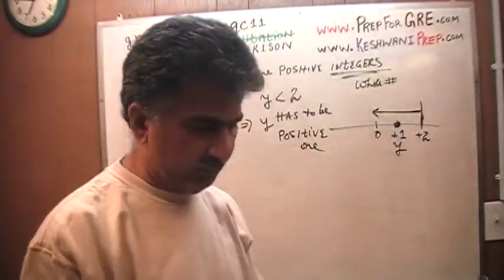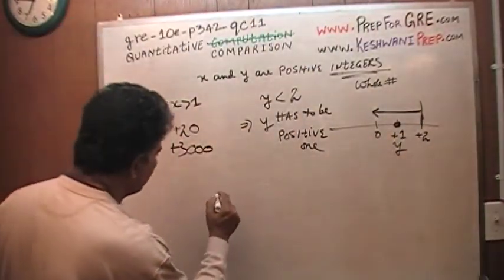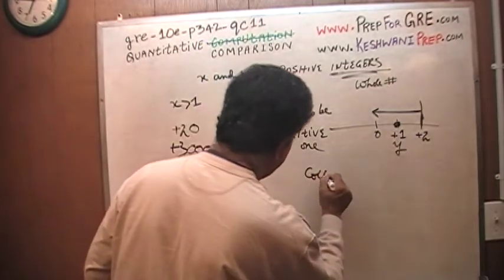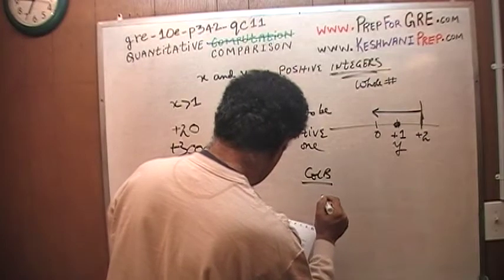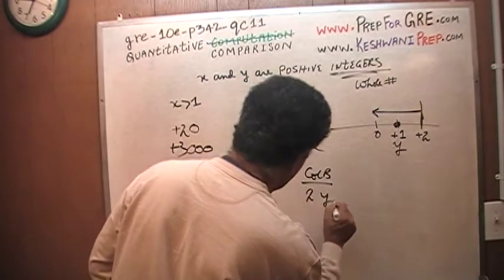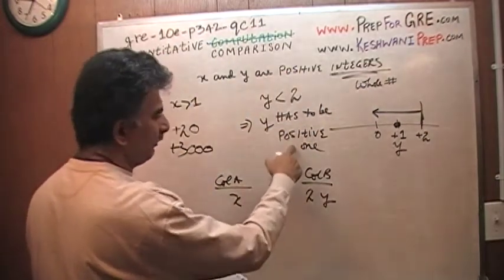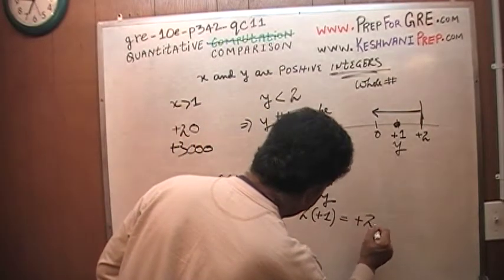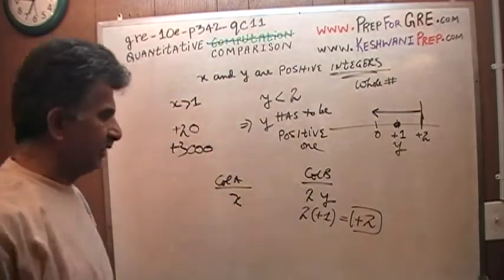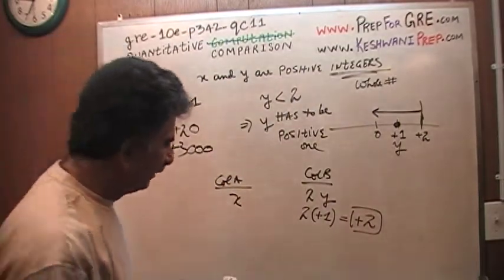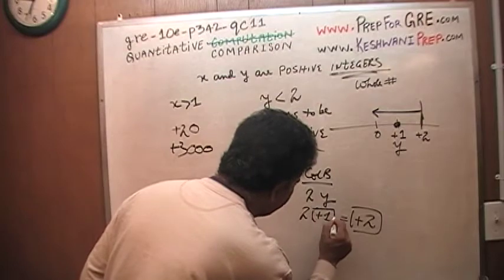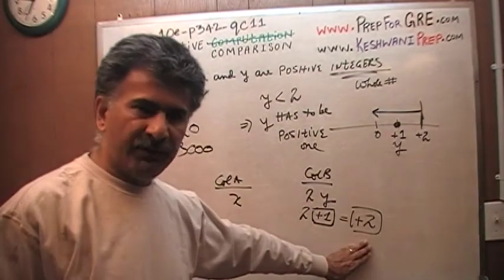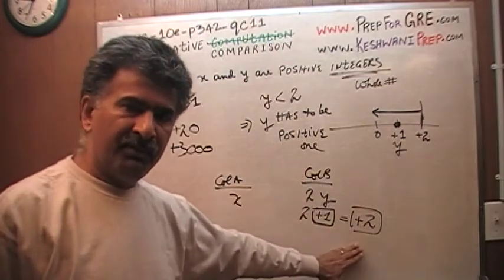Let's see what we are asked to compare. Oh, there you go. We are asked to compare, in column A, we have x, and in column B, we have 2 times y. Well, we know already that y has to be positive 1. So 2 times positive 1 is positive 2. And this quantity is fixed. This cannot change because y is fixed. Let's put a box around it. A box indicates that it is fixed. So the value of column B is fixed.